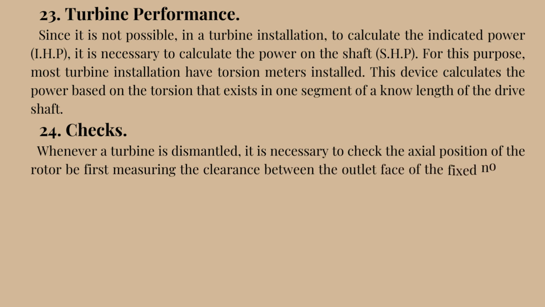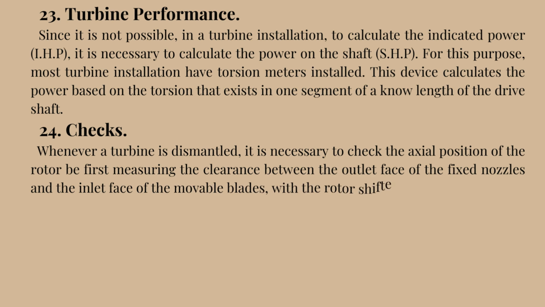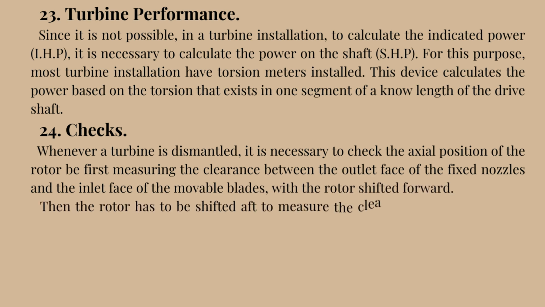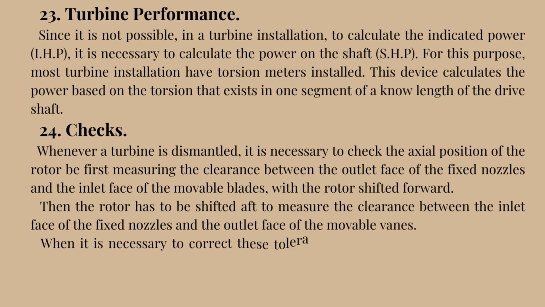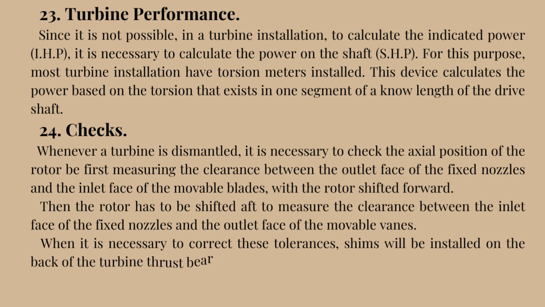by first measuring the clearance between the outlet face of the fixed nozzles and the inlet face of the movable blades, with the rotor shifted forward. Then the rotor has to be shifted aft to measure the clearance between the inlet face of the fixed nozzles and the outlet face of the movable vanes. When it is necessary to correct these tolerances, shims will be installed on the back of the turbine thrust bearings.